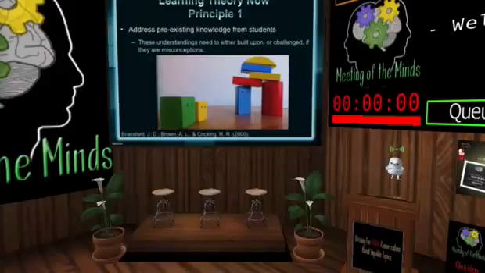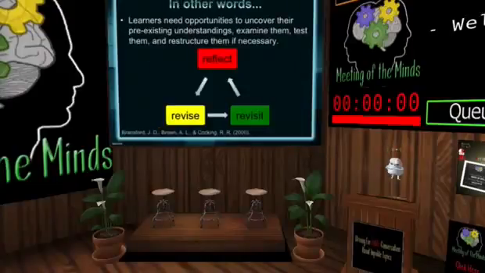What is it that students are coming in with? And then how do we have them look at it? Learners need opportunities to uncover these pre-existing understandings, examine them, test them, and restructure them. There's actually a number of pedagogical tools that can help with that. In other words, we want to put students in a loop where they can reflect on their prior knowledge, look at the knowledge presented to them, revise it, revisit it, and then reflect on it again.